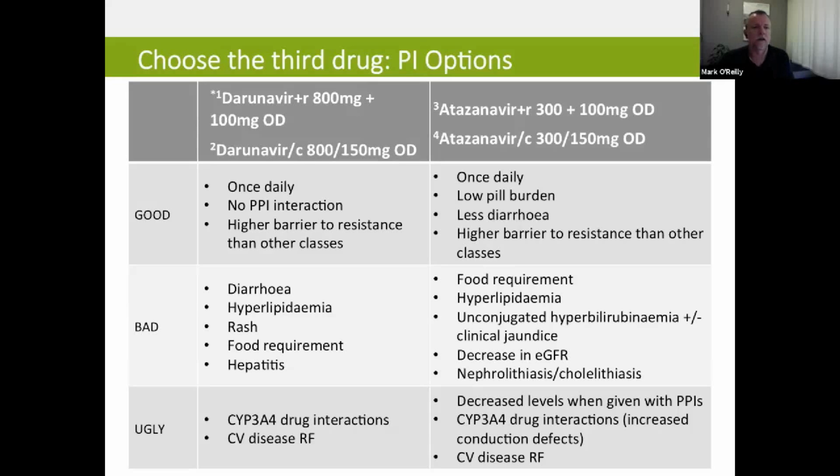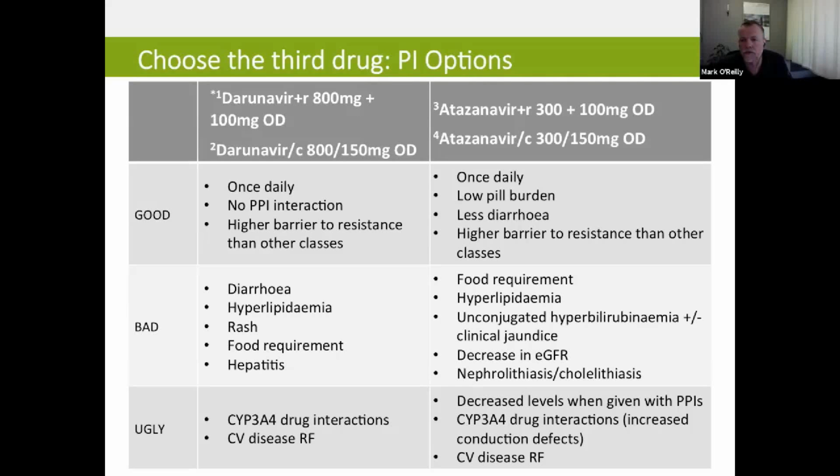Looking at darunavir, 800 milligrams boosted by ritonavir, 100 milligrams, or darunavir boosted by cobicistat 150. It's a once daily medication that doesn't have any interactions with proton pump inhibitors, like its colleague atazanavir, has a high barrier to resistance compared with other classes of medication. It can cause diarrhea, increased lipids, a rash, and there are food requirements associated with it, and it can cause hepatitis as well. There are significant CYP3A4 drug interactions, and there is a concern about kidney disease also.